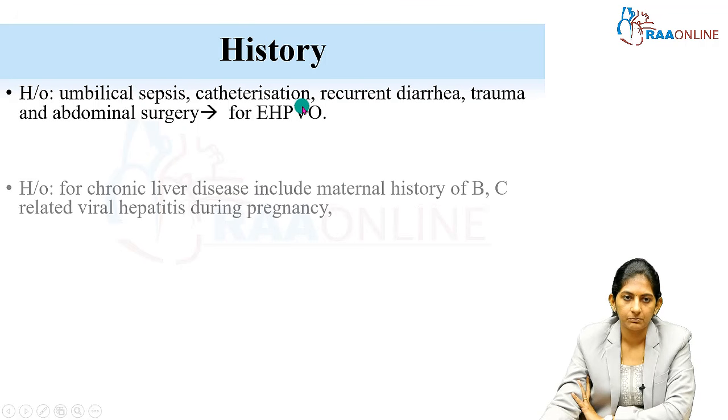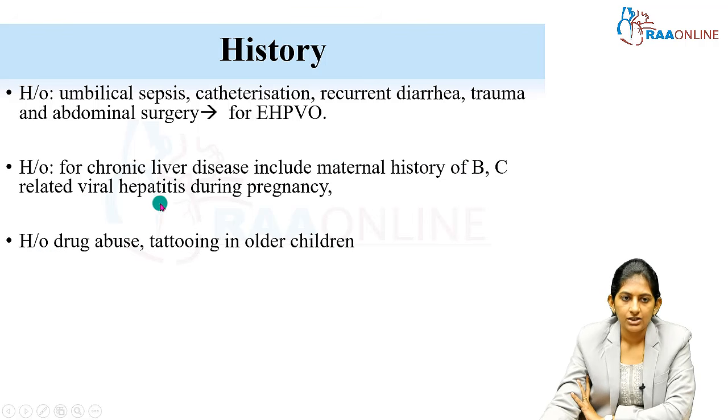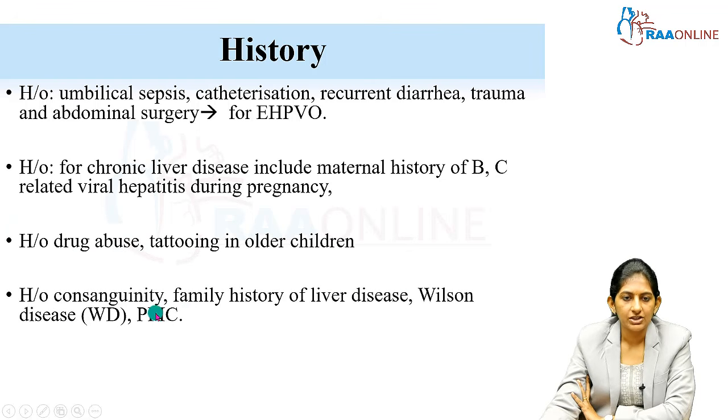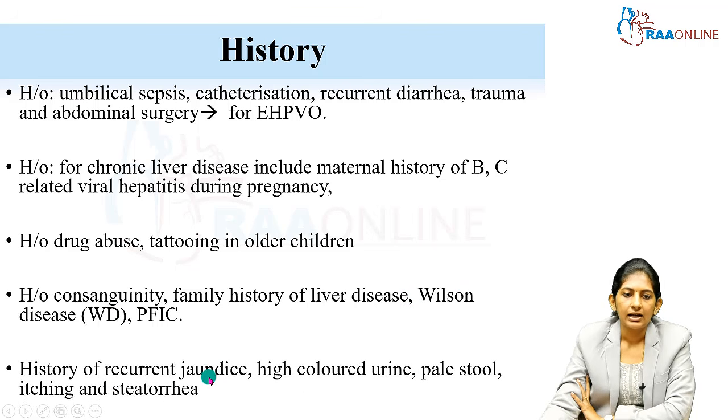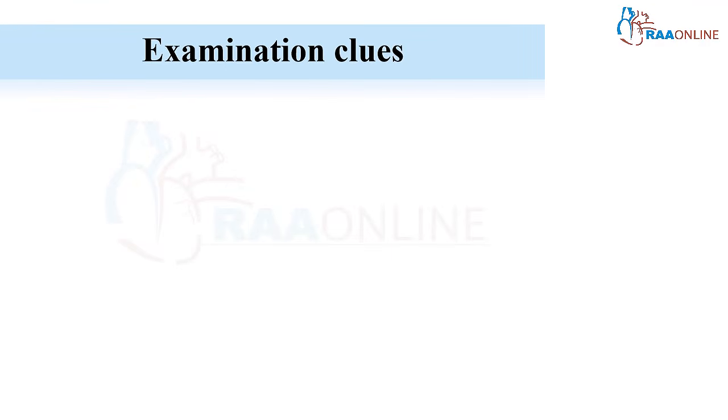So, same thing only. And history for chronic liver disease, you should start from the history, maternal history of hepatitis B, C, TORCH infections, etc. History of drug abuse, mainly for hepatitis B, C, and tattooing, etc. History of consanguinity is mainly to rule out any family history of liver disease, Wilson's, PFIC, etc. Recurrent jaundice, high colored urine, pale stools, itching, steatorrhea, this history also has to be asked.